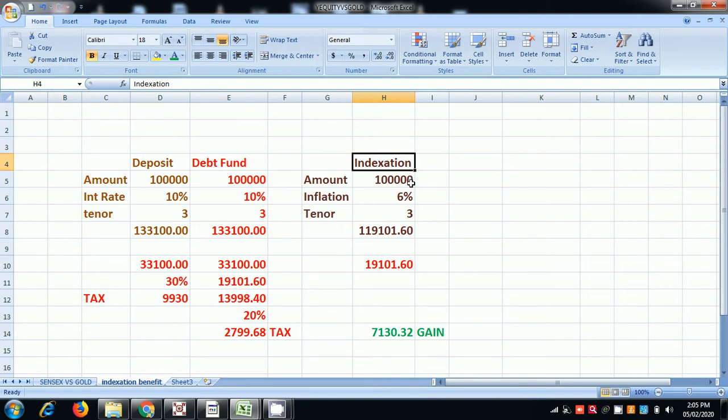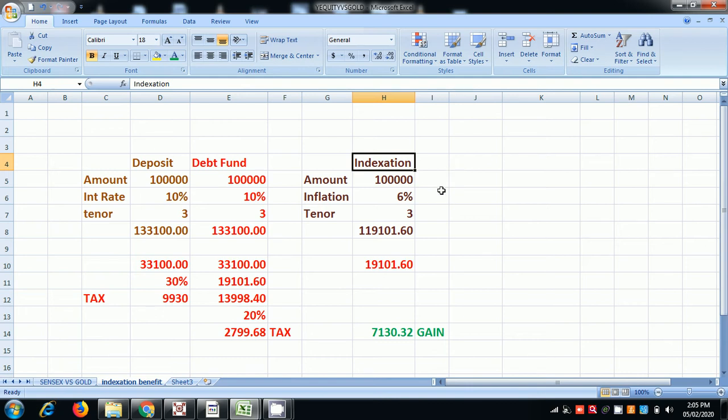In short, let's say we buy a pen for 100 rupees last year. The same pen costs 106 rupees today. That means the purchasing power of your 100 rupees from last year is 106 rupees today. That 6 rupees is called inflation. So that is called inflation adjusted return.